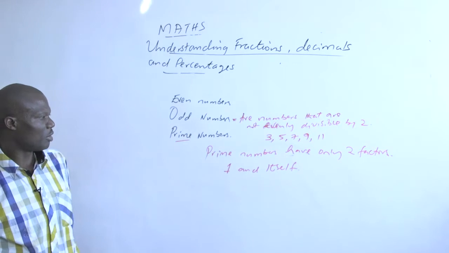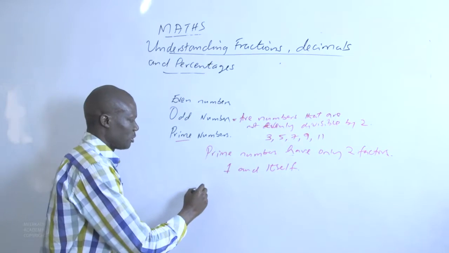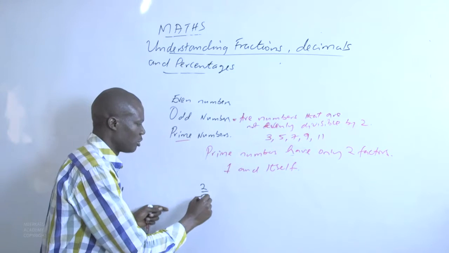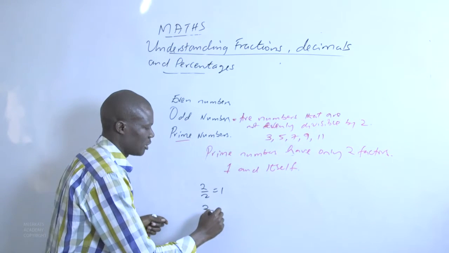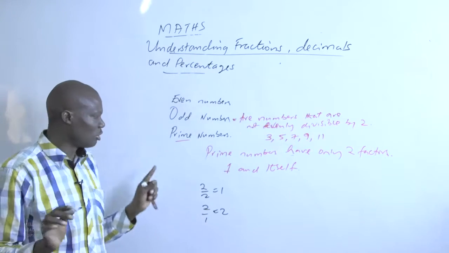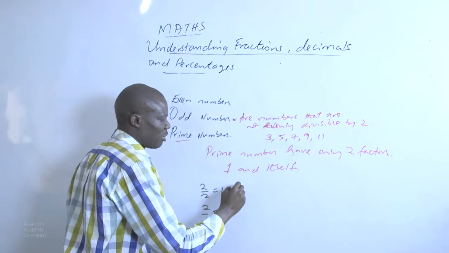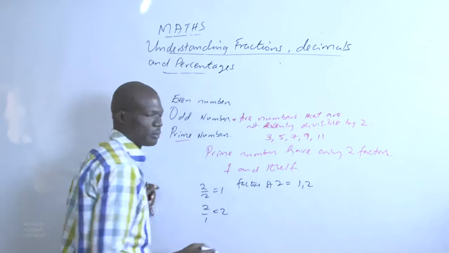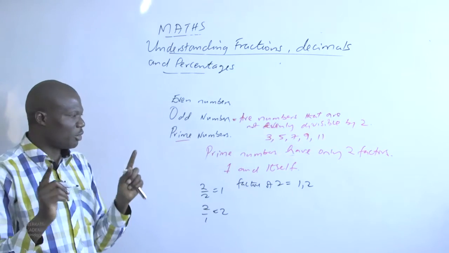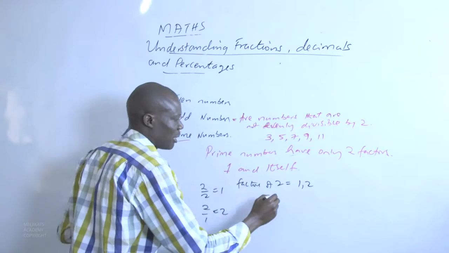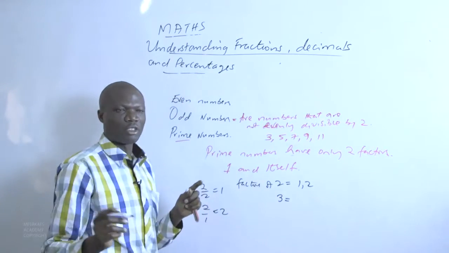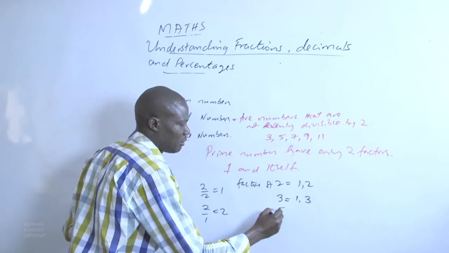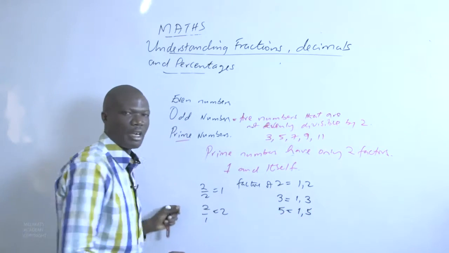An example of a prime number is 2. 2 divided by 2 is 1, and 2 divided by 1 is 2. There are only 2 factors. So when you want to list factors of 2, you'll find it is 1 and 2. Another number with strictly 2 factors is also a prime number. That number is 3. The factors of 3 are only 1 and 3. Another prime number is 5, which is 1 and 5.